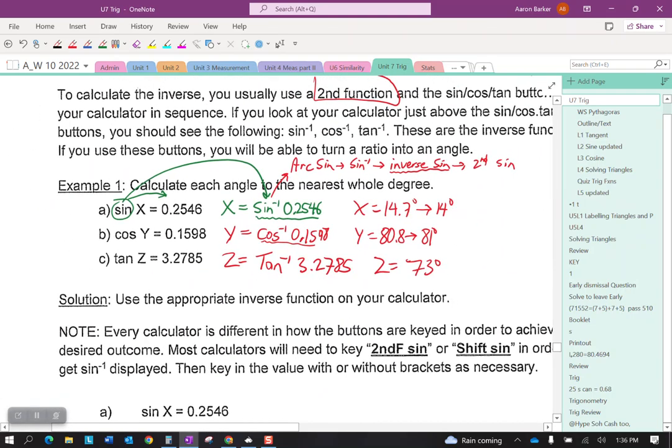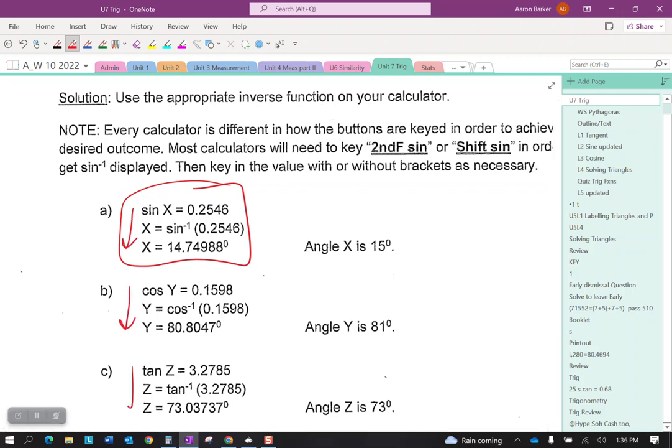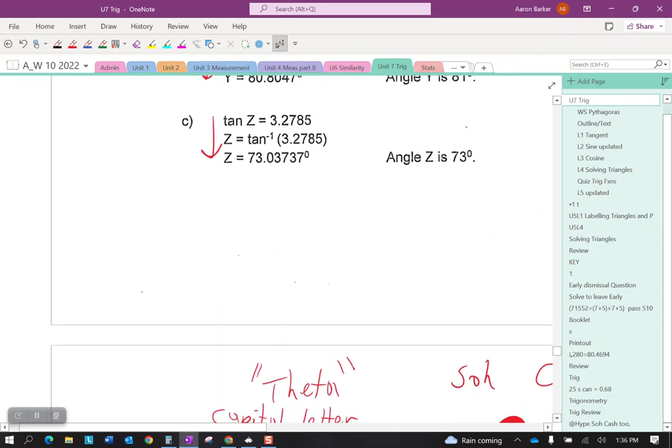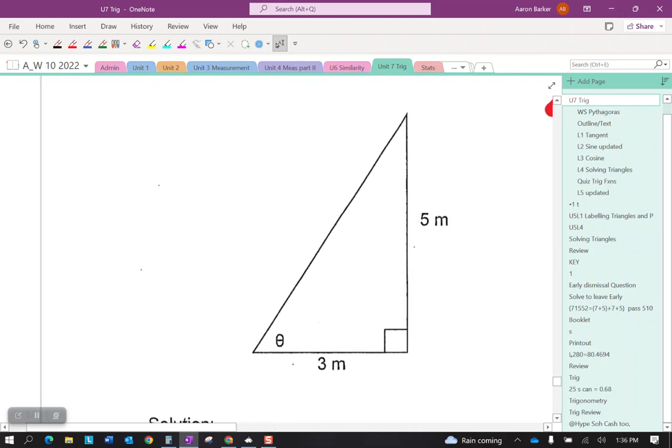So your work should look like this. You should be working vertically down. Let's do one more question right here. So here we go. First thing is label your HOA, GOA. Hey, label your HOA, GOA.